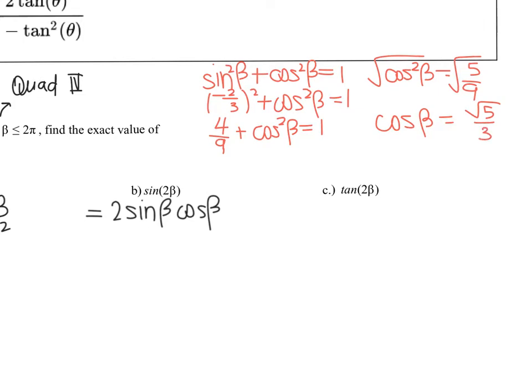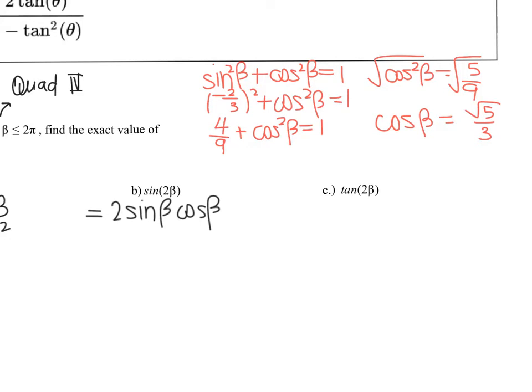Now this is where that quadrant comes back into play again. In quadrant 4, cosine is positive, so we don't have to add a negative out in front. Cosine of beta is a positive radical 5 over 3. So you always want to pay attention to what quadrant you're in, so that if you have to solve for a trig value, you know if it's going to be positive or negative.